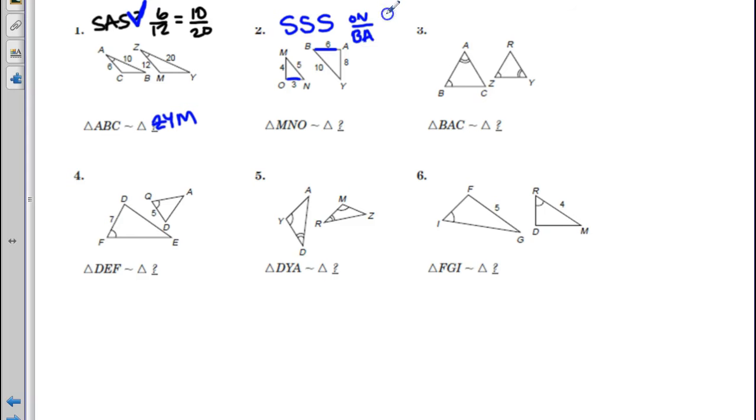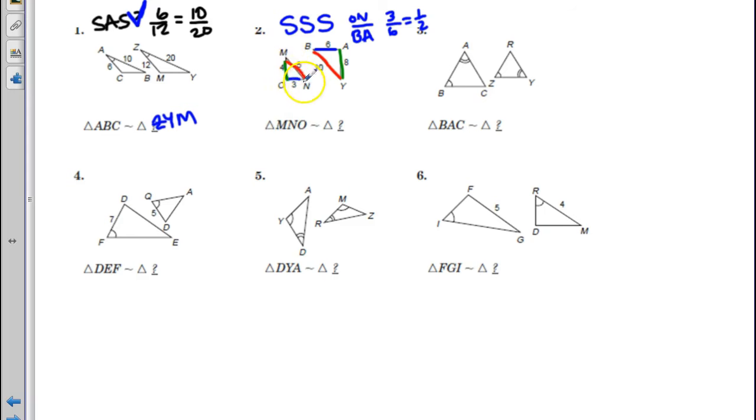All right, so let's see what that reduces to. 3 over 6 is 1/2, which means the rest of these should be 1/2, and they are. 4 over 8 is 1/2, 5 over 10 is 1/2. So I'm going to go ahead and mark these sides. ON with BA, and then MO with AY, because it'll help me when I have to write the triangle similarity right here.